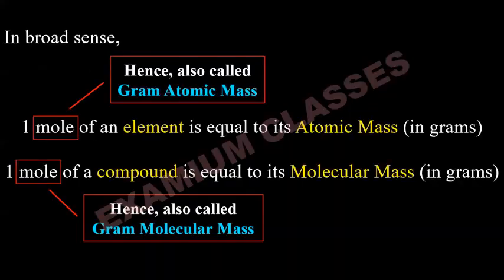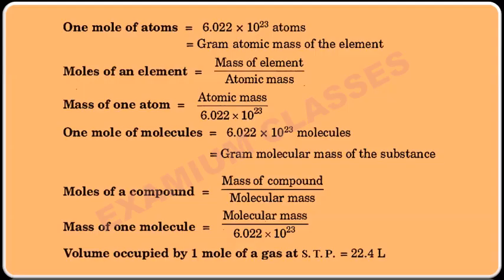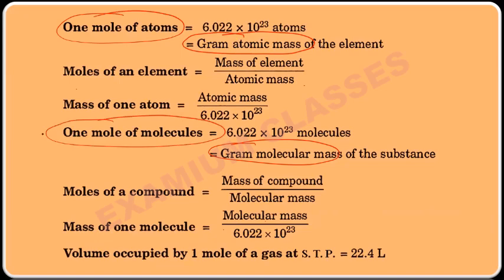I told you here, whether you call it gram atomic mass or gram atoms or gram molecular mass or gram molecules, everything is just 1 mole. So 1 mole of atoms, 1 mole of molecules, gram atomic mass, gram molecular mass, gram atoms, gram molecules, everything is just 1 mole. Okay. So in this question, basically you have to calculate number of moles, nothing else.